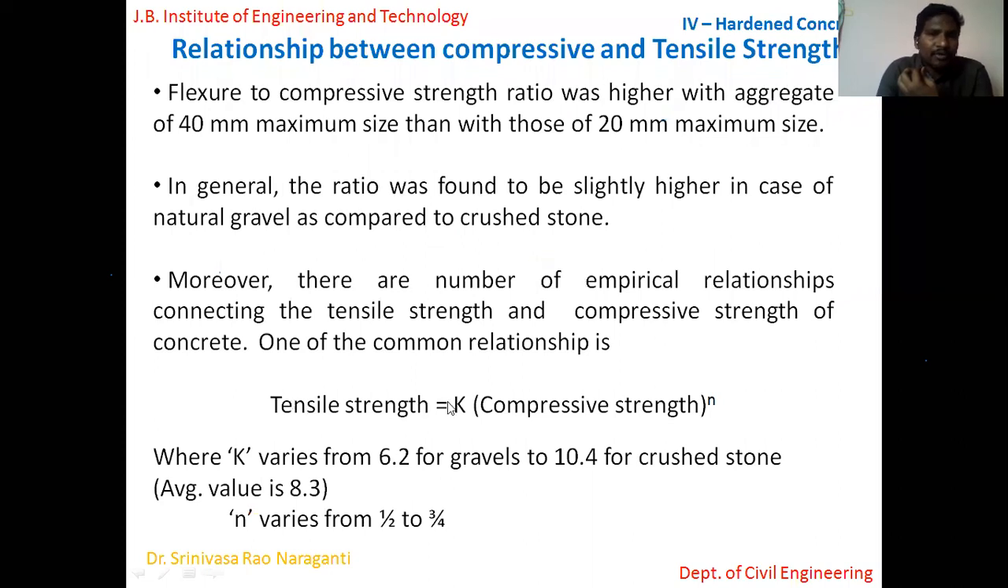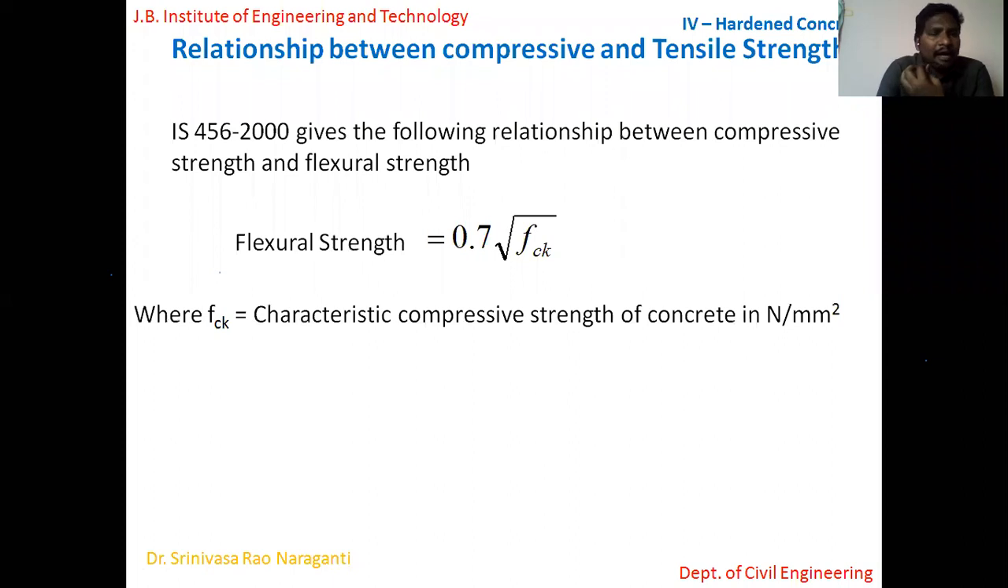Tensile strength is equal to k times compressive strength power n. So k and n are constants. The k value depends on the type of aggregate you're using, and the n value varies from half to 3/4. And one more relation is given by IS 456 2000. It says flexural strength is equal to 0.7 times root FCK. These are the three relations. So you can use any of them to find out the tensile strength of concrete if you know the compressive strength of concrete.